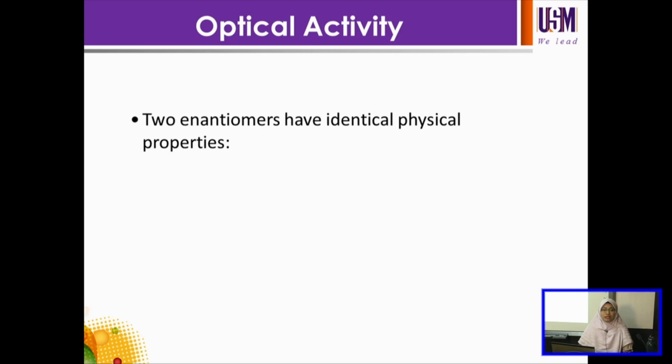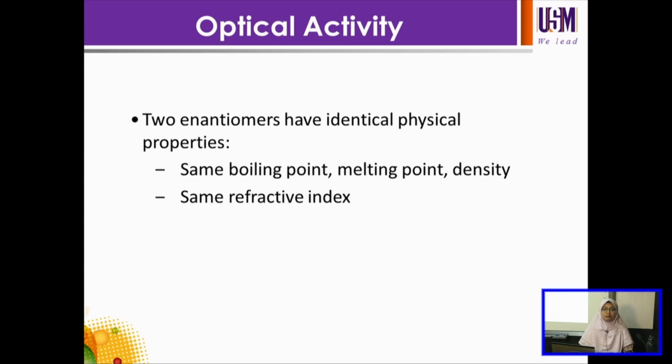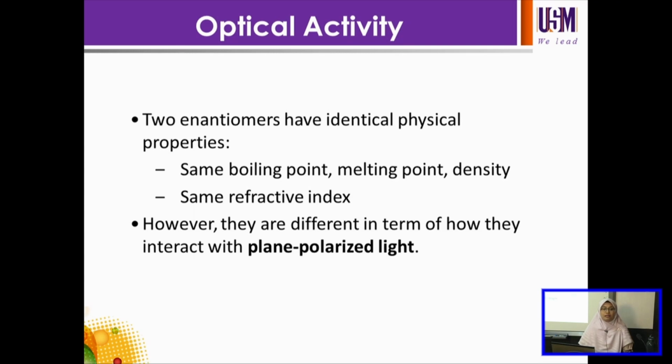What is optical activity? Two enantiomers have identical physical properties, that means the same boiling point, melting point, density and so on. Also, they have the same refractive index. However, they are different in terms of how they interact with plane polarized light. So later I will explain to you what plane polarized light is.